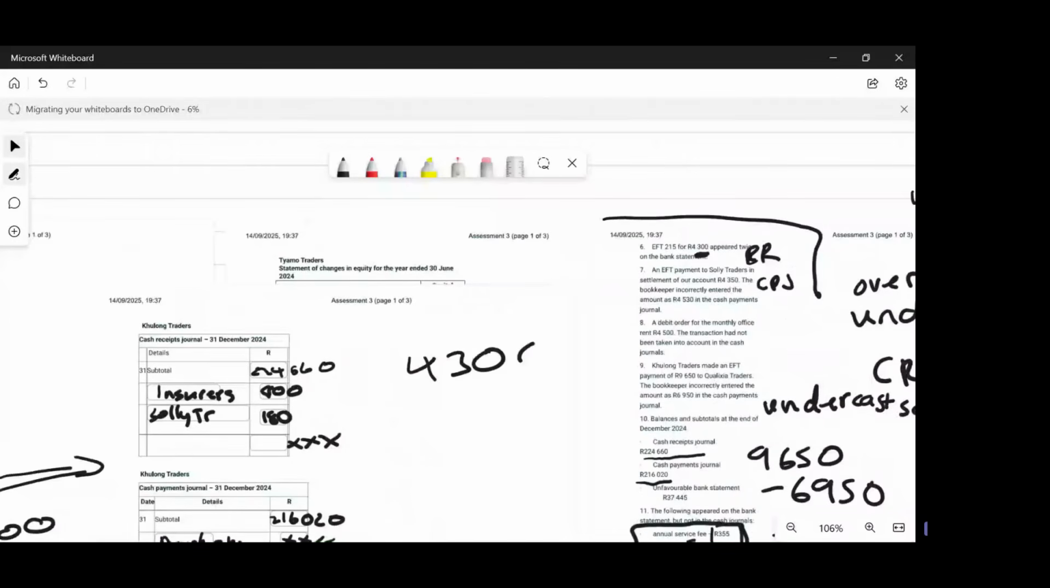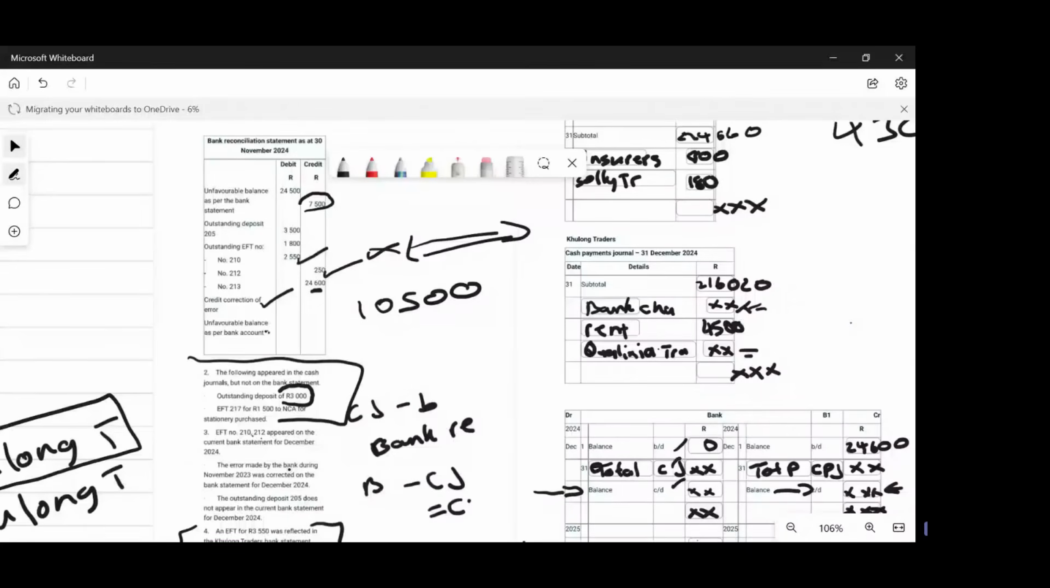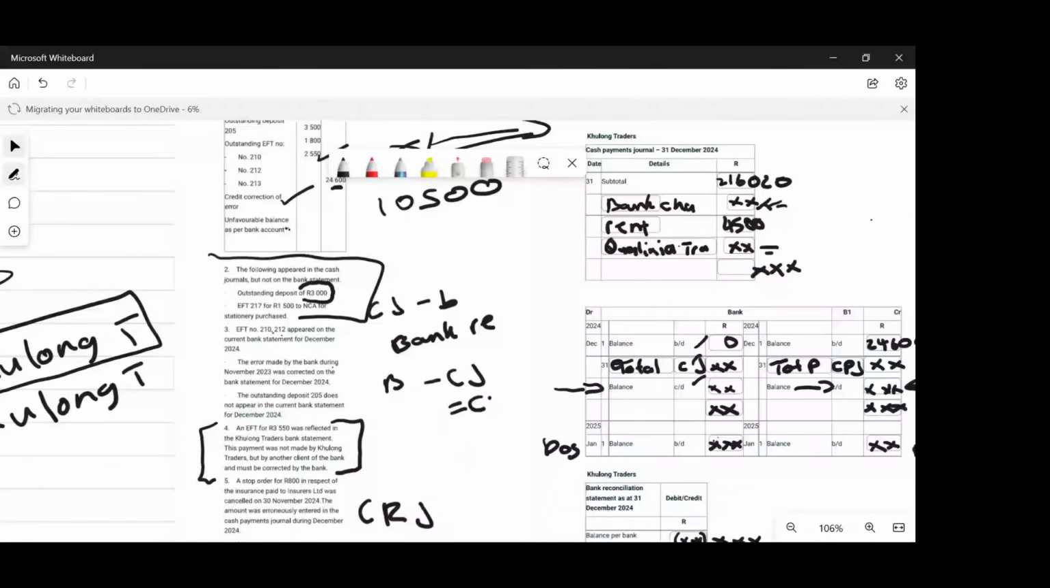And then you go back. There's another error that they told us the bank did not rectify. The error made by the bank during November 2023 was corrected. Okay, so this one is fine. There's another one that they said, let me see. Yeah, this one, whereby they took this money and it was not part of our transaction. Do you agree? Number 4. The incorrect one, okay.